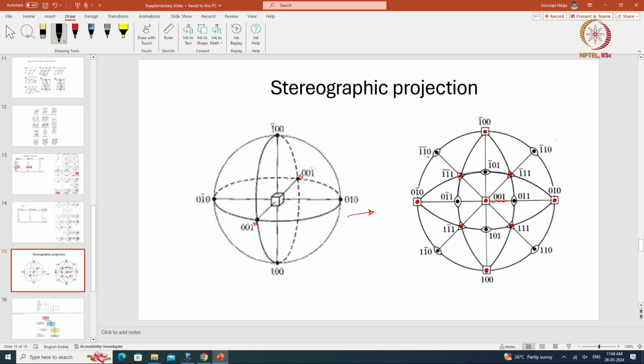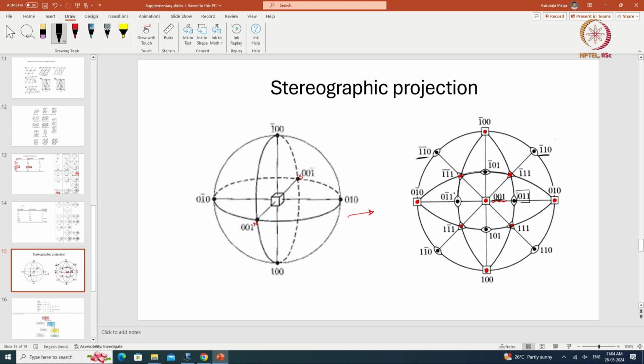There is a 1 1 bar 0, or 1 bar 1 0, which is actually perpendicular to 0 0 1. All the diagonal directions, all the 1 1 0s which are perpendicular to 0 0 1, are on the circumference, right. Whereas the ones which are not perpendicular, for example 0 1 1, which is not perpendicular to 0 0 1, fall here, right.